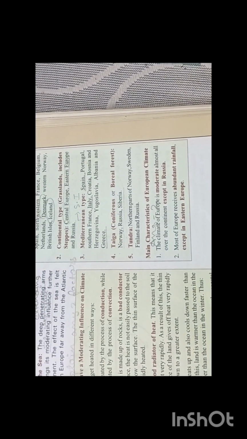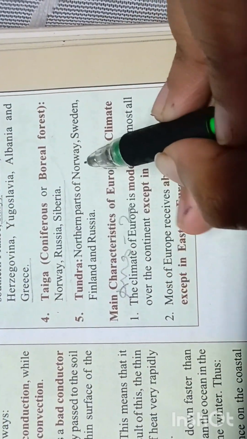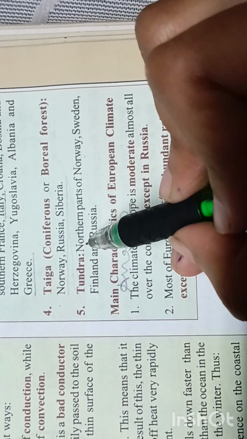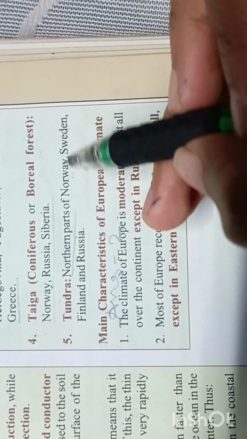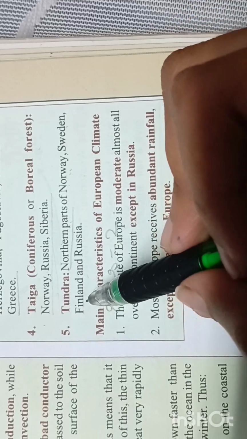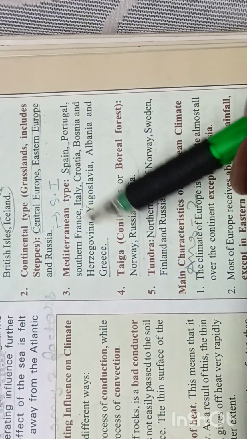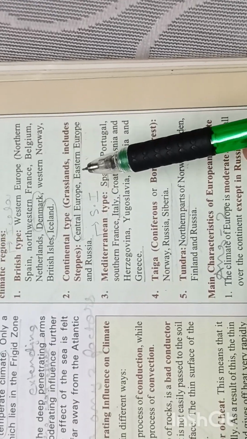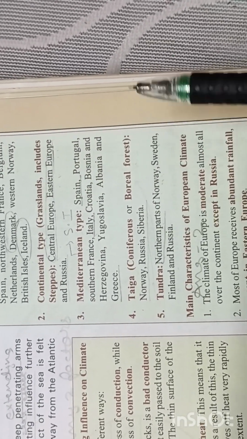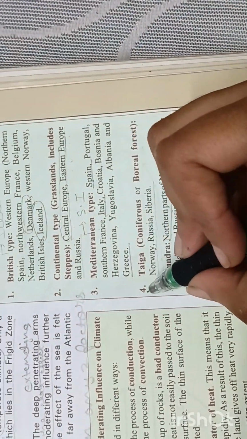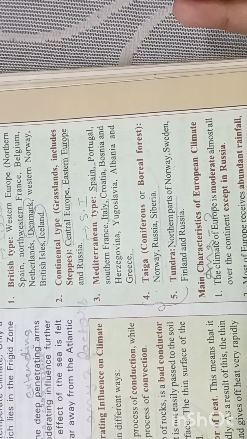Now here don't mess up that the northern parts only belong to Norway. It belongs to all. Northern parts of Norway, northern parts of Sweden, northern parts of Finland, and northern parts of Russia. Norway is here also. It's better to learn Norway and Russia here. See, same. Just you have to add northern parts here and nothing else.